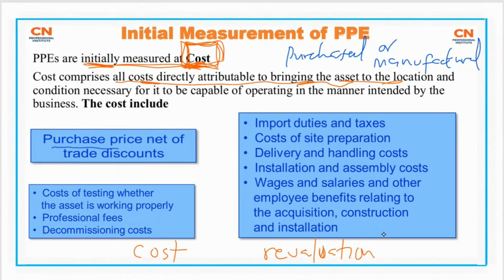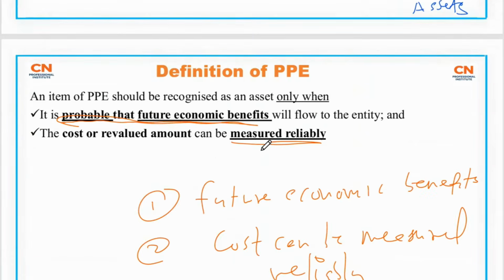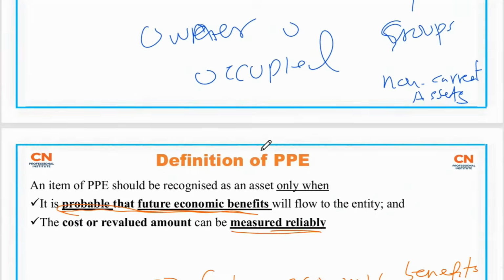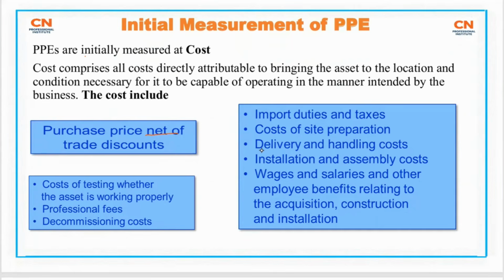One, we bring the purchase price net of trade discount. So you go to the shop or wherever you want to buy your PPE, and you are told that this motor vehicle is, let's say, 50 million.